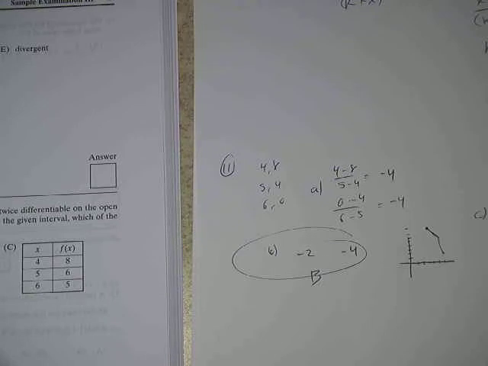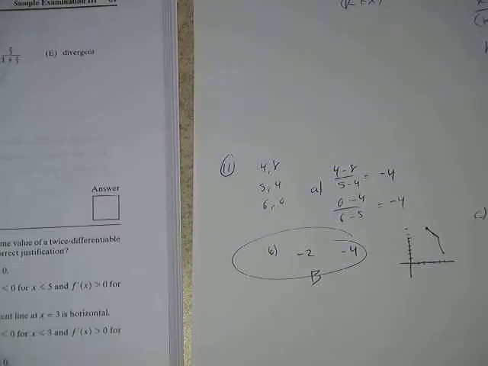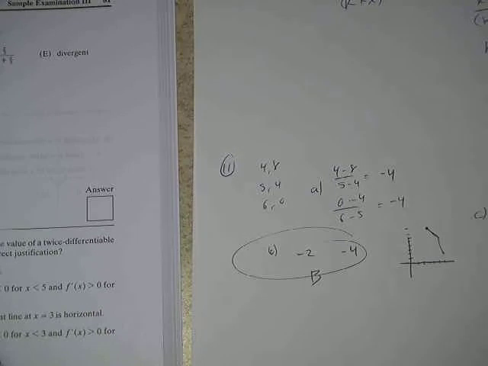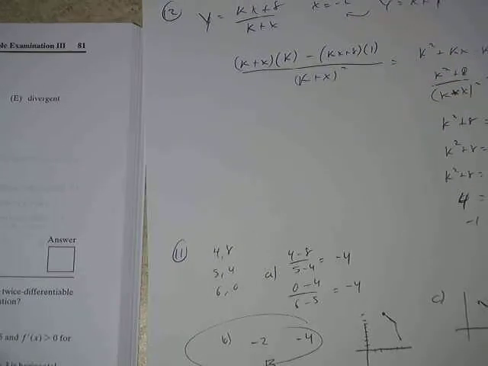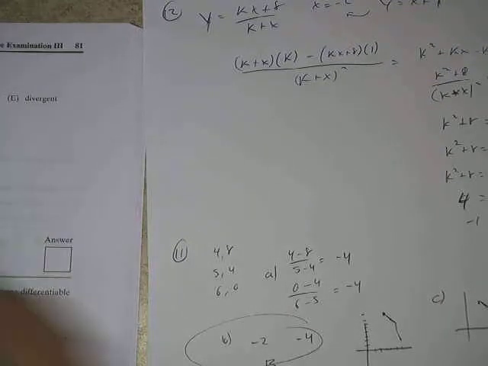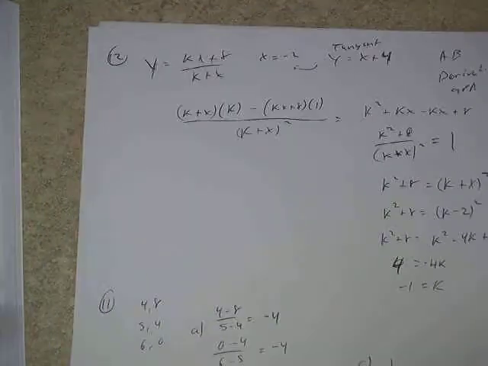Good problem. Yep. On 12, you got k equals -1. You said the answer was D. Yeah, maybe I made a mistake then somewhere. Let's go back and look. What was it? Yeah, you're right. It does say D. Let's go take a look, see if we made a mistake somewhere.